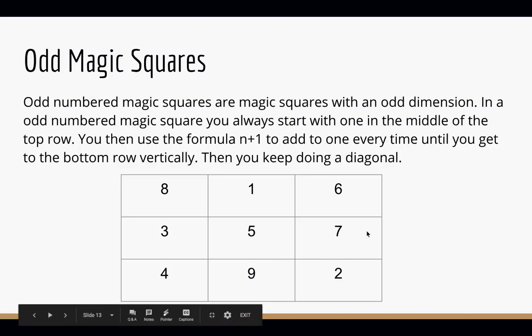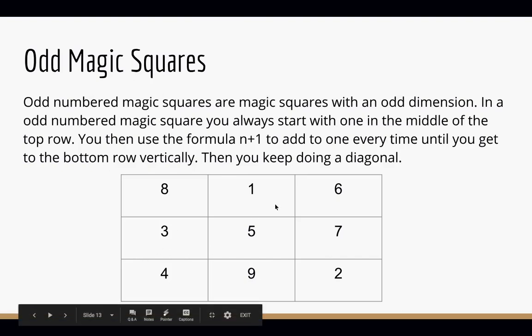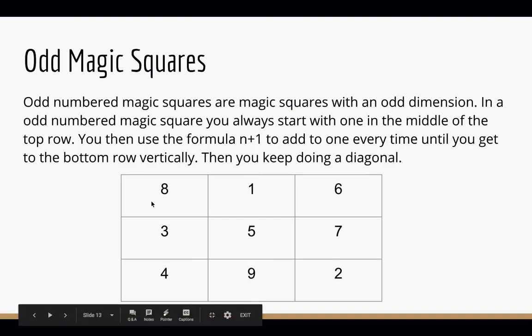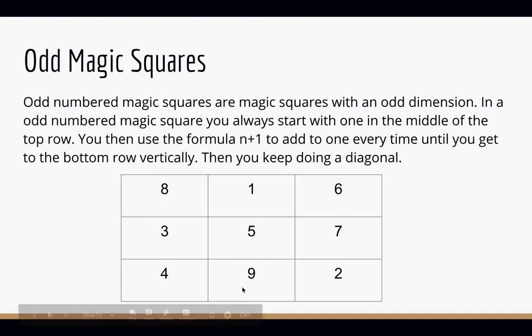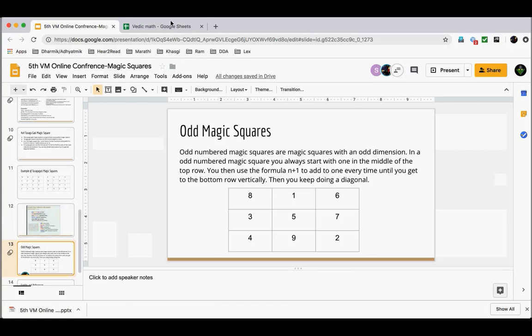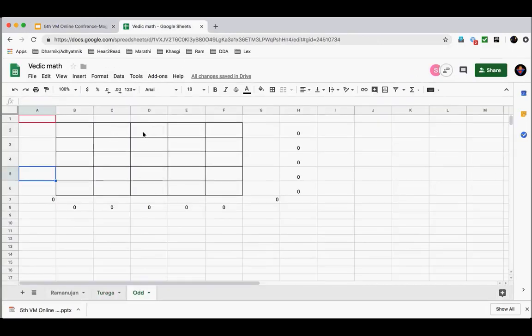After 1, 2 would go down here, then 3 would go down here. And if a number is blocked, then you just put it below 3. So 4, 5, 6, and then this is blocked, so put 7 below, then 8 here, and then up and around, 9 here. So this is how to do the odd numbers.